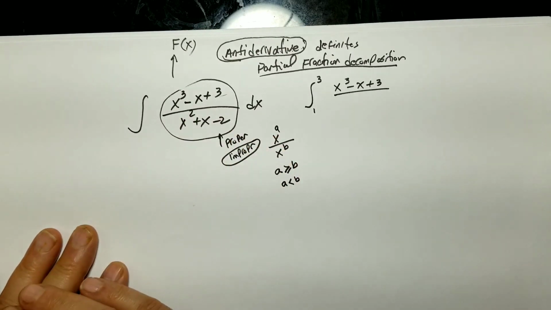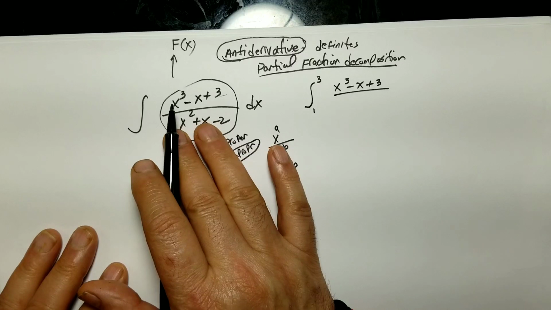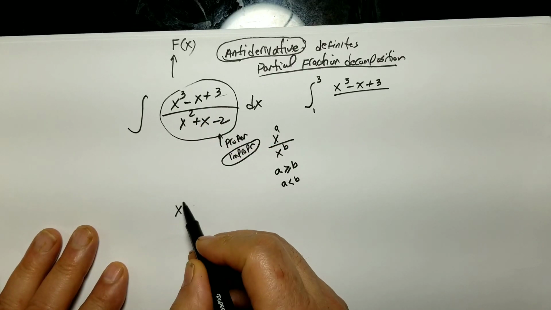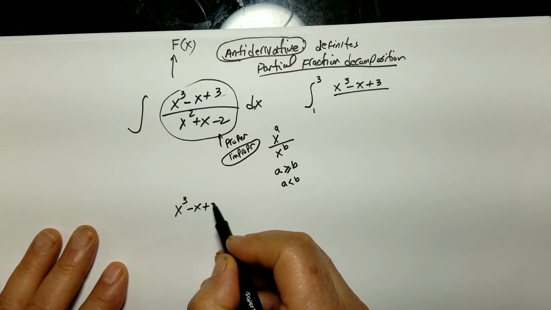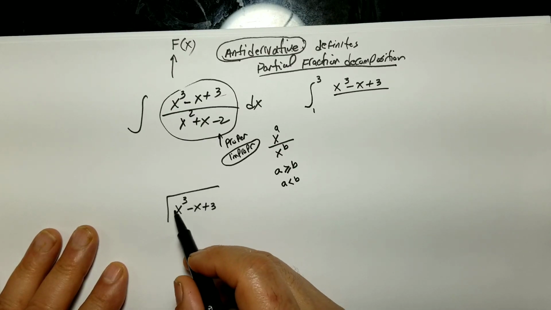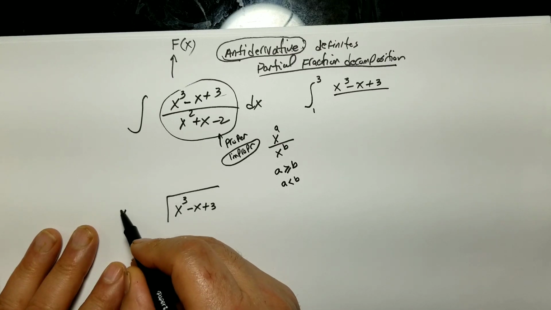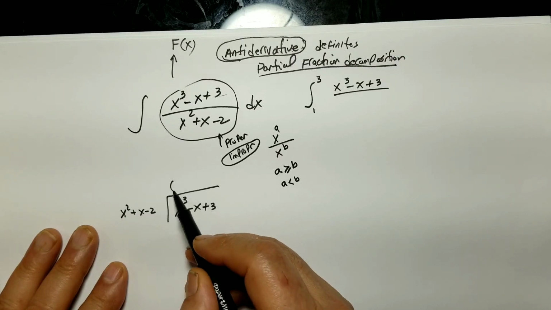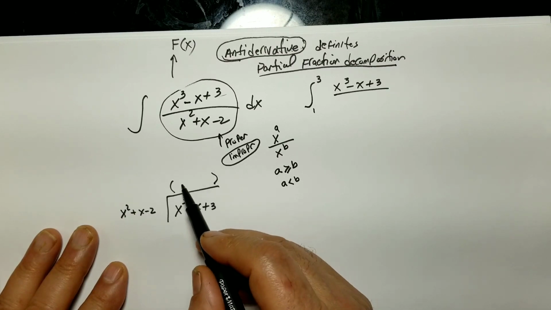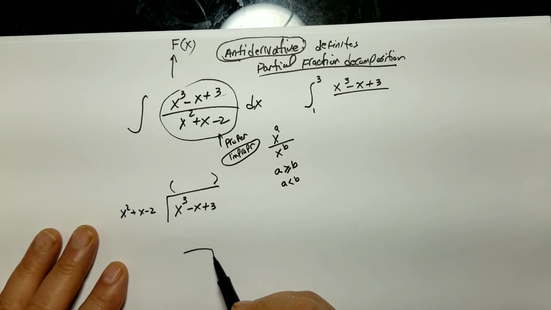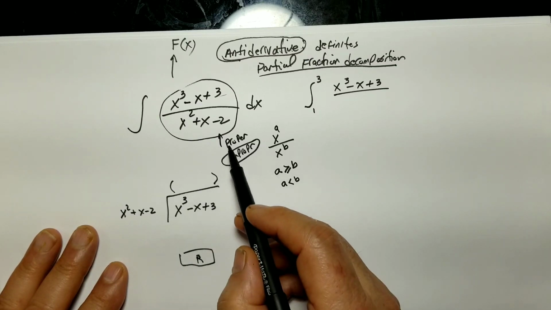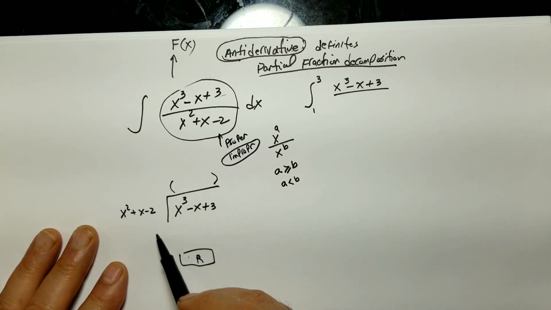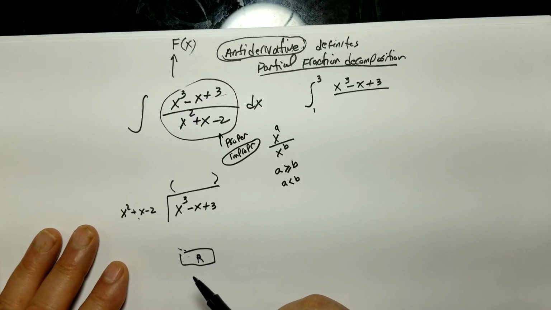Then how do we approach the problem when it's an improper rational function? You have to use long division to make this one proper. Therefore, your x cubed minus x plus 3 is called your dividend. Your x squared plus x minus 2 is your divisor. I'm looking for the quotient, and hopefully the quotient becomes a polynomial. Then whatever the remainder is, that remainder over the divisor, I'm hoping that piece becomes proper. Then I can apply partial fraction decomposition.